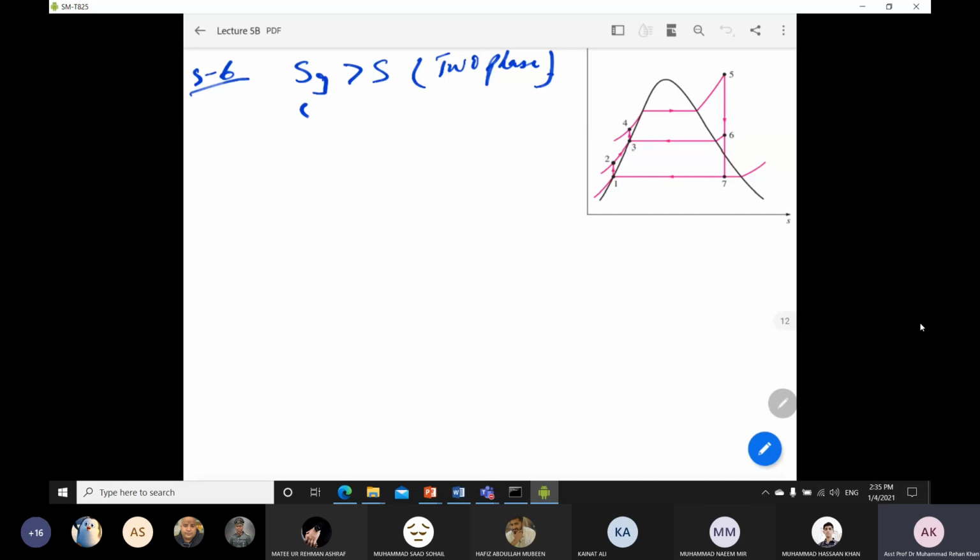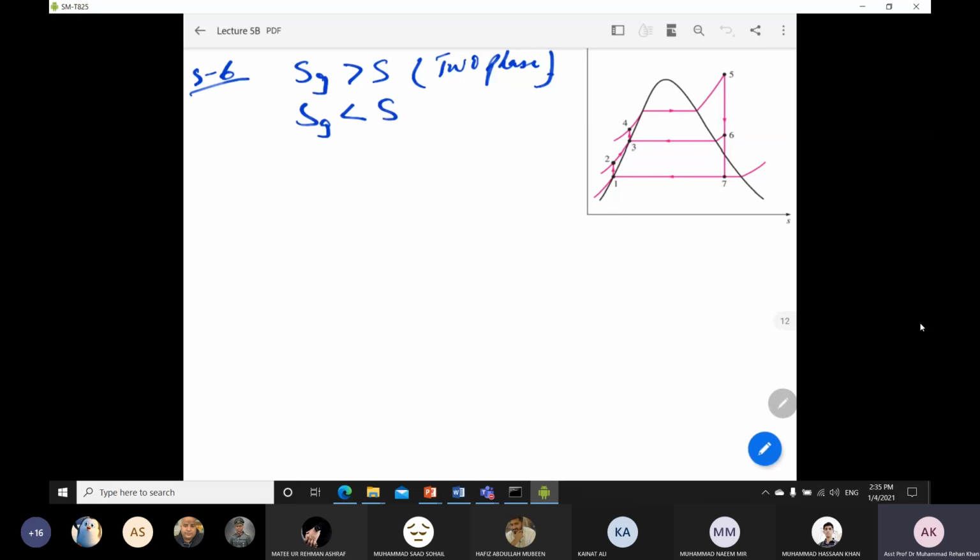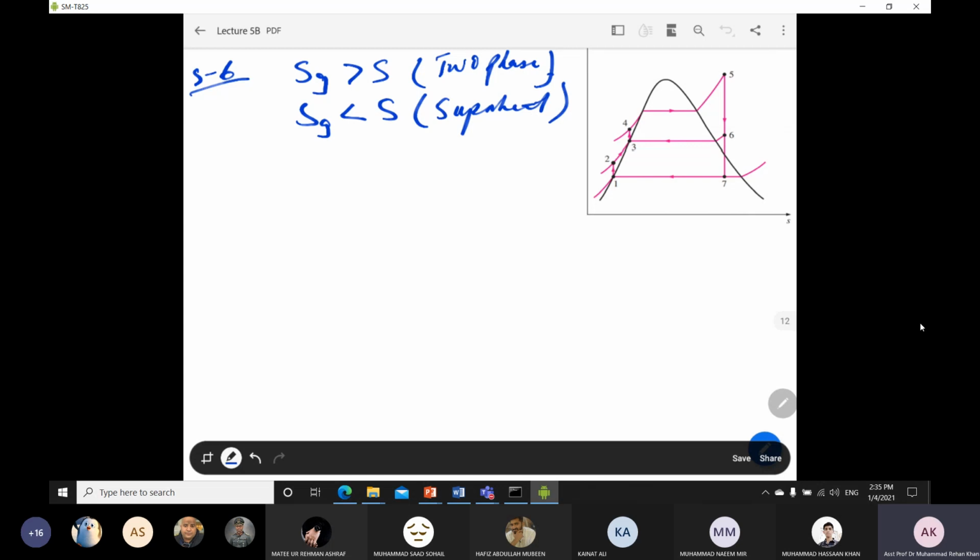Okay, and if your entropy value for gaseous is less than the saturated entropy value, it will be in the superheated state. This comes from your thermodynamics 1 knowledge. You just have to check, using the entropy value you already calculated in state 5, whether it is greater than Sg of state number 6 or not. If it is greater, it will be two phase, otherwise it will be in the superheated region. And right now we already find that it is in a superheated state.